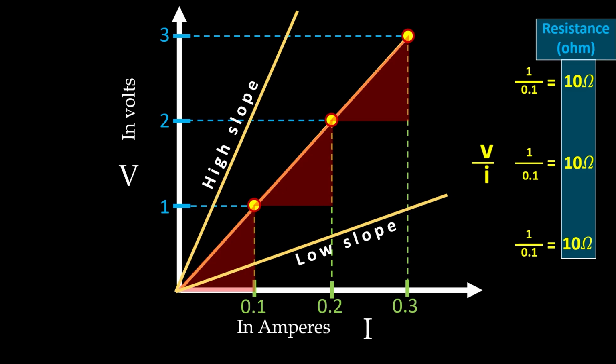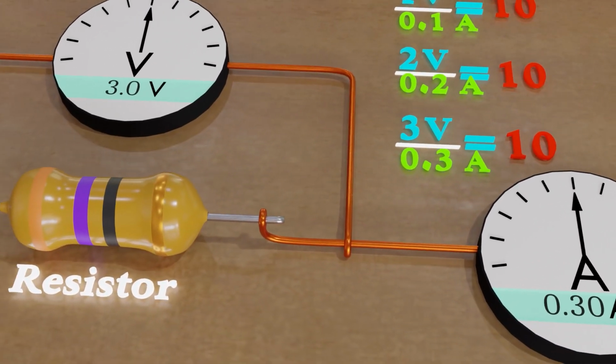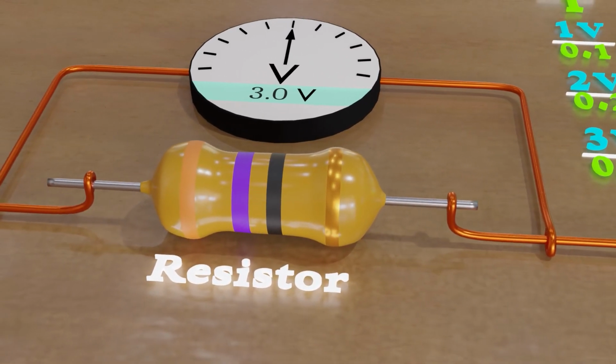Okay, now it's time to understand resistance in more detail. Every conductor has some resistance of its own, but a resistor is a device designed to provide a fixed amount of resistance in a circuit.